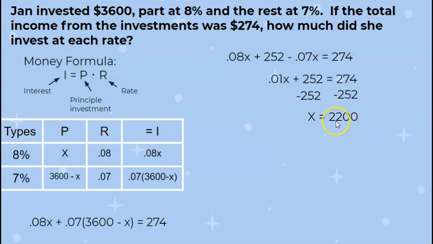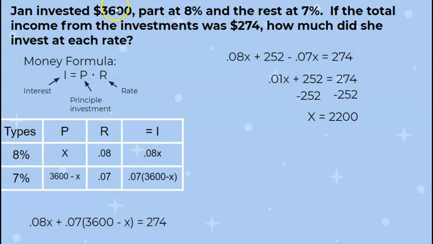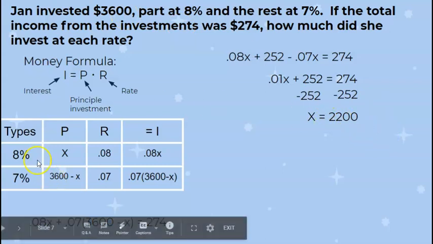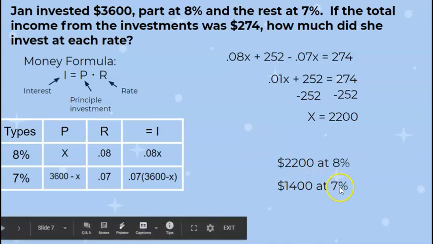So what that means is $2,200 was invested at 8%, because that's what our X stood for, the amount that was invested at 8%. But they wanted to know how much was in each account. So if we invested $3,600 total, and we know $2,200 was invested at 8%, then we just subtract and get $1,400, which would have been invested at 7%.